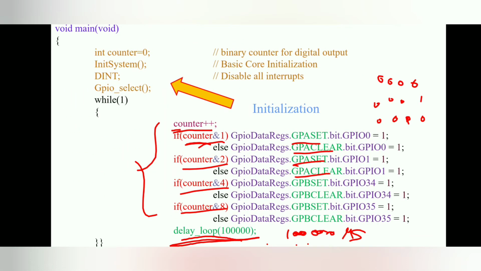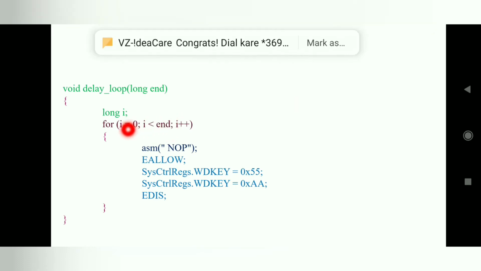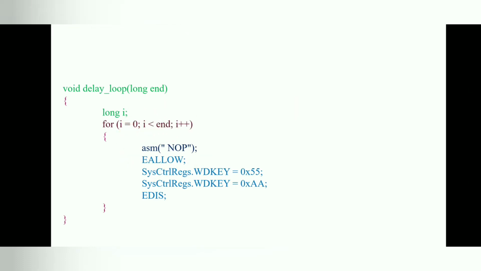We use a long integer, long n, and long i equals 0, for i less than n, i plus plus. Here n is 10 raised to the power 5, as we have defined, and this code will run until i reaches 10 raised to the power 5. You can note that this loop will run up to n, and every time it will continue in this loop.